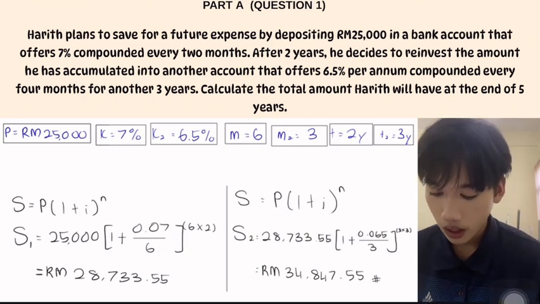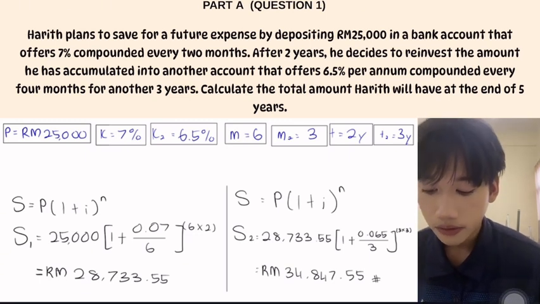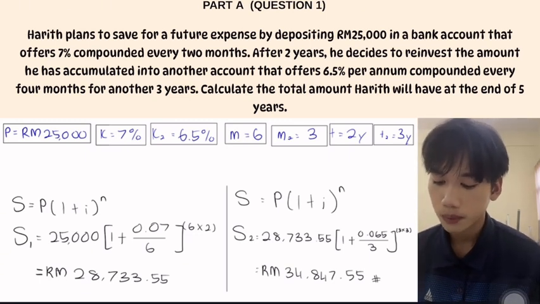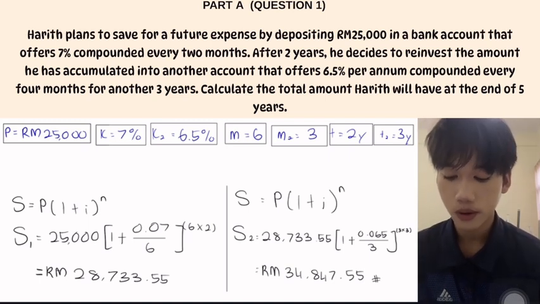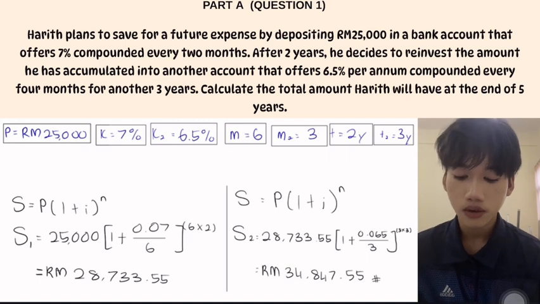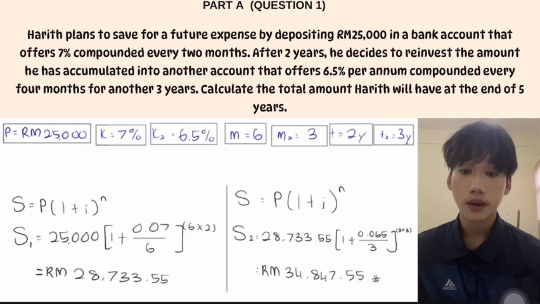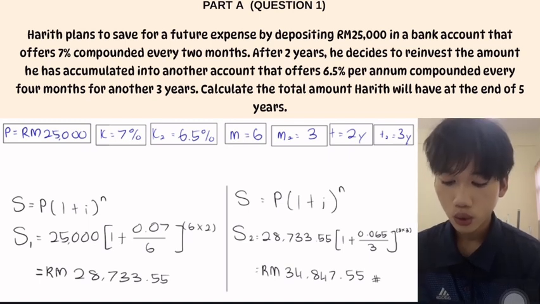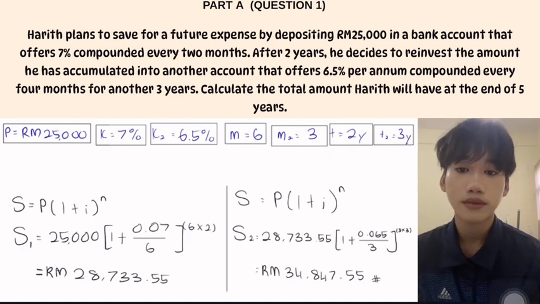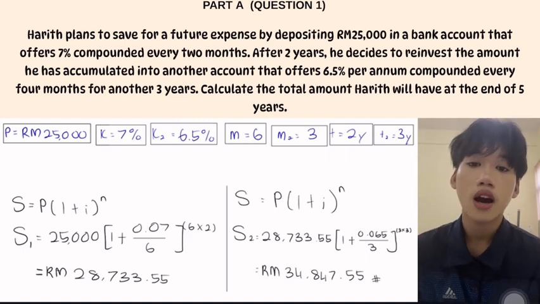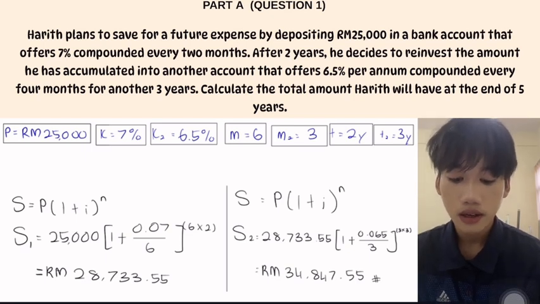First of all, we have to find the amount of S1. We use the formula S equal to P in the bracket 1 plus i to the power of n. Let's substitute all the numbers into the formula. S equal to 25,000 in the bracket 1 plus 0.07 per 6, to the power of 6 times 2. And we got RM28,733.55.